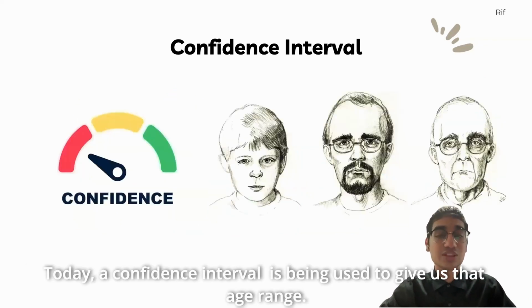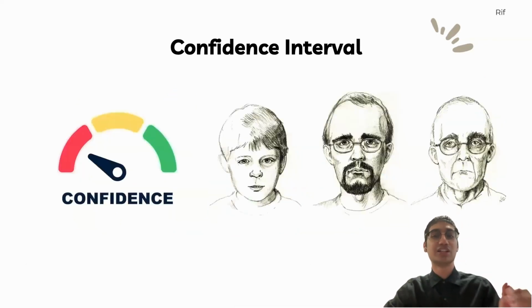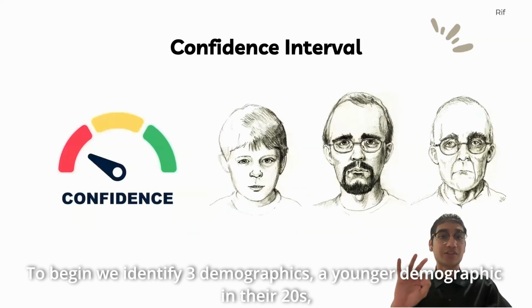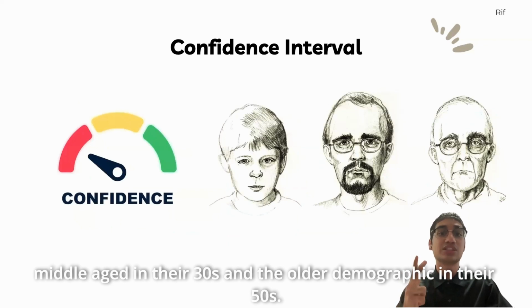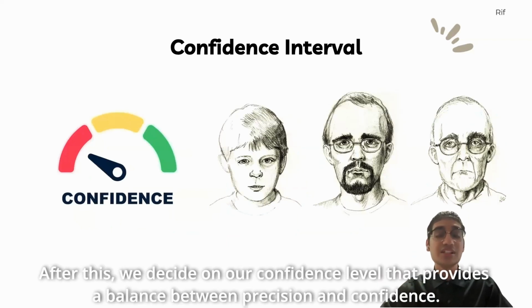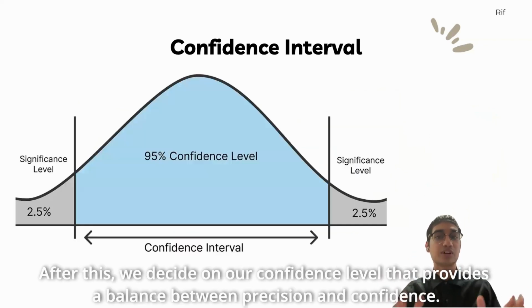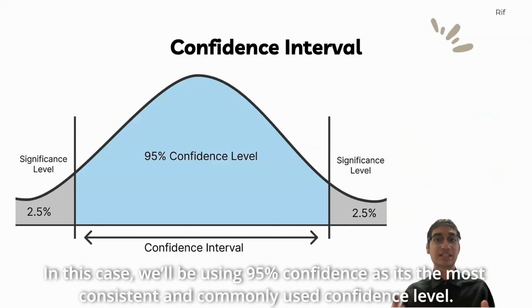Today, a confidence interval is being used to give us the age range. To begin, we will identify 3 demographics: a younger demographic in their 20s, middle age in their 30s, and an older demographic in their 50s. After this, we'll decide on our confidence level that provides a balance between precision and confidence. In this case, we will be using 95% confidence as it is the most consistent and commonly used confidence level.